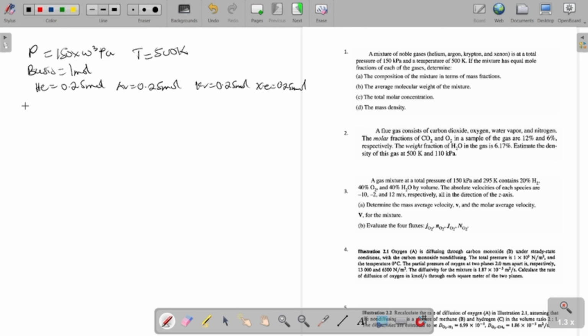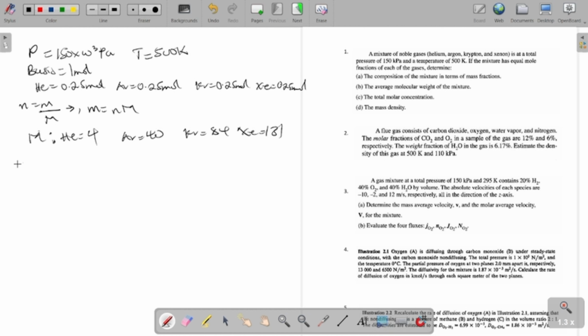We know this formula from chemistry that the number of moles is equal to the mass divided by the molar mass. So you can calculate the masses using this formula, but first you have to get the molar masses of each of them. The molar mass for helium is 4, for argon is 40, for krypton is 84, and for xenon it is 131.